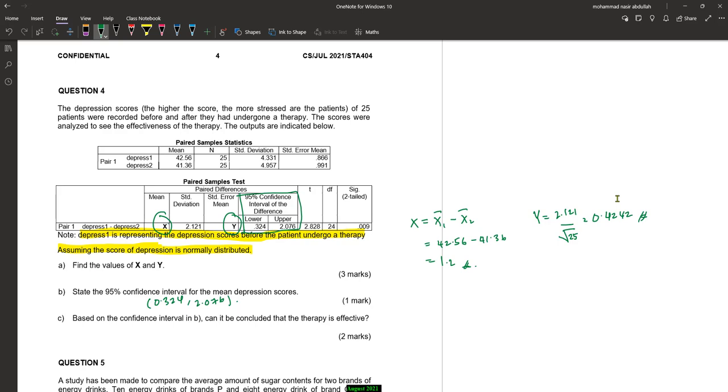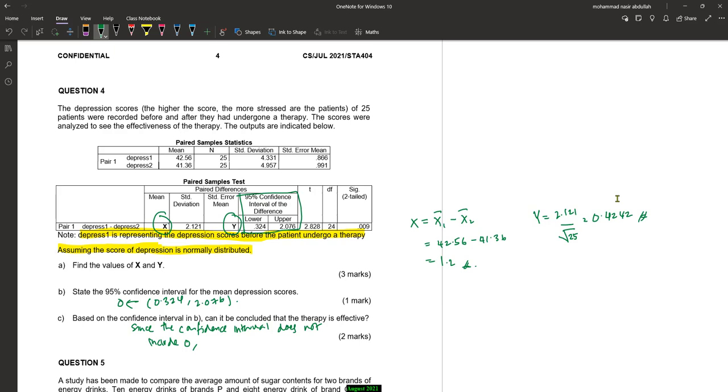So C, based on the confidence interval in B, can it be concluded that therapy is effective? So if we look here, there is the P value, but it says based on the confidence interval. So based on the confidence interval, since the confidence interval does not include zero, in its range zero is outside, so it's not between the range.